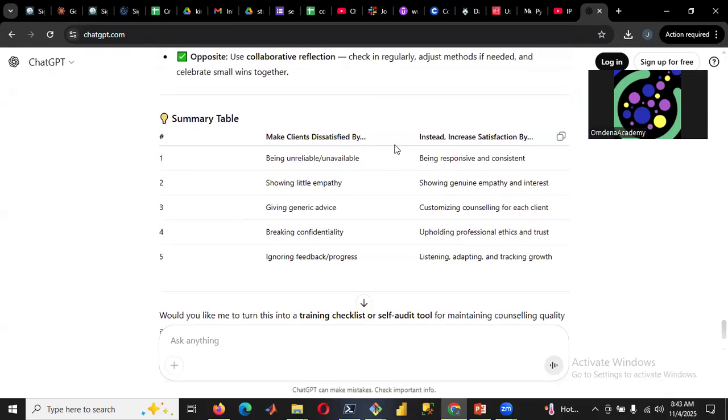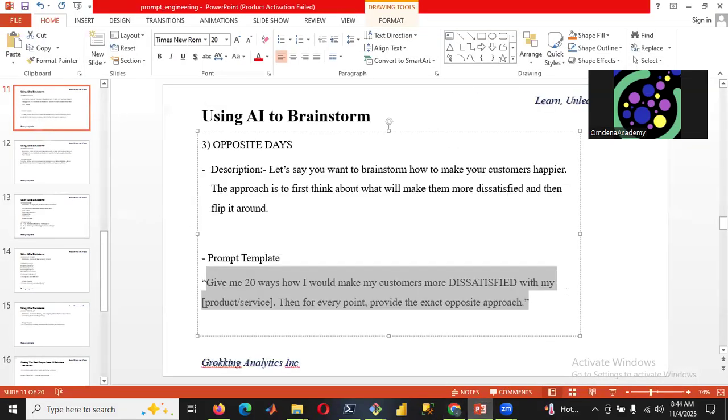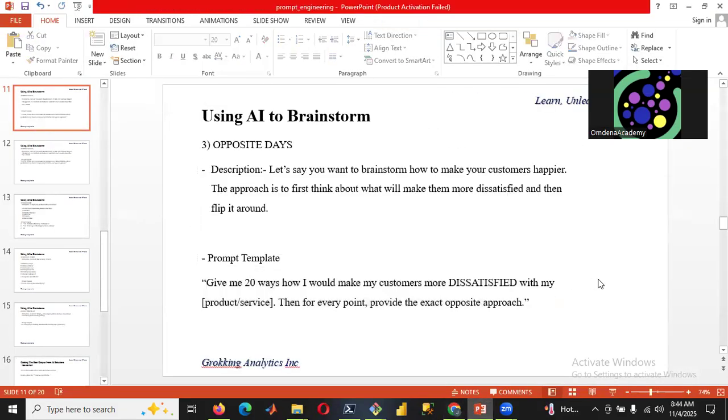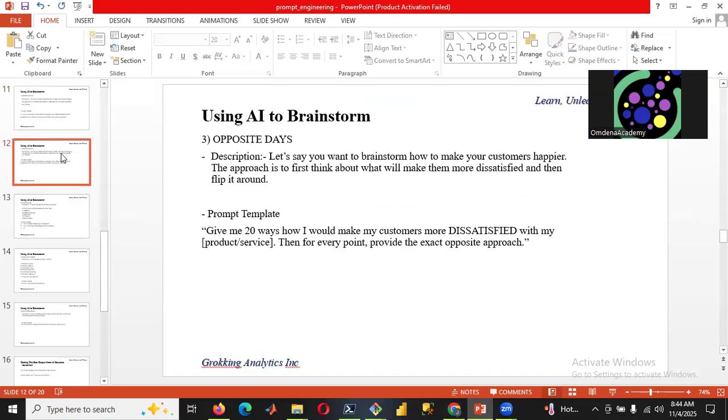So you can see this is a summary table. Make clients dissatisfied by, you have them here. This is the negative one. Positive: instead, increase satisfaction by practicing the ones on the right. So basically, this is all there is to it. It's this simple. And you can apply it to your business and you will see changes. You can even apply it to your boss, right?